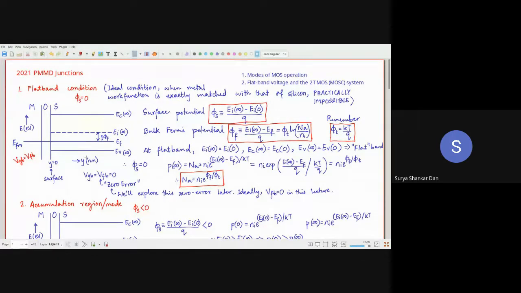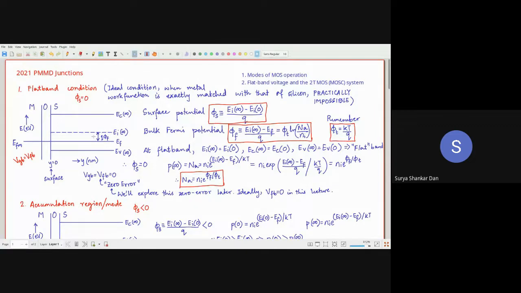Very good. So the first condition is that ideal condition when the metal work function is exactly matched with that of silicon. This is practically impossible. This is in capital letters, so you remember. Now, what is the surface potential? These are some of the definitions which I wanted to make clear before we embark on the journey of MOSFETs. Surface potential is the difference between the bulk intrinsic energy level and the surface intrinsic energy level.